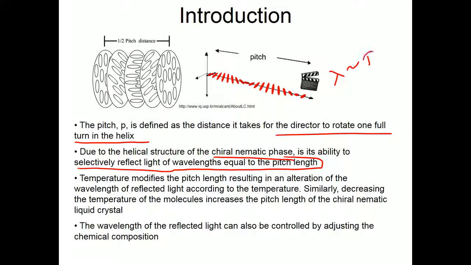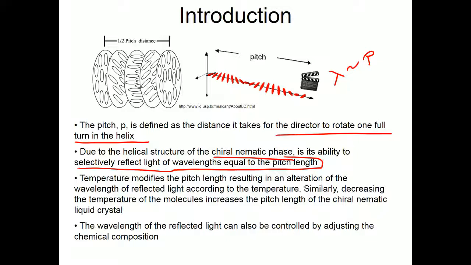Once we know the pitch of that particular system, it can reflect light of a wavelength equal to that pitch. Basically, lambda is equal to the pitch. It can reflect light of that particular wavelength.